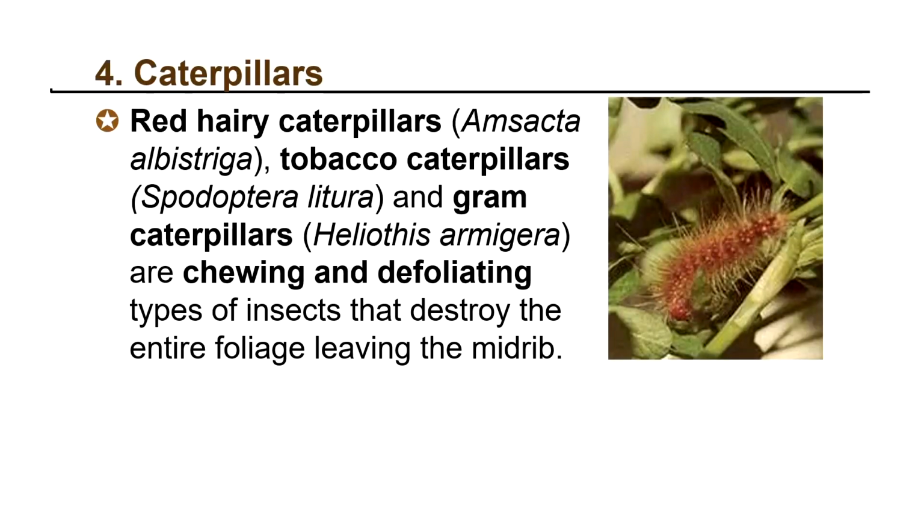Now the fourth one: insects that are actually caterpillars, and there are a number of caterpillars that affect this crop. There can be red hairy caterpillars, Amsacta albistriga, tobacco caterpillars, Spodoptera litura, a very damaging insect, and gram caterpillars, Helicoverpa armigera. These are chewing and defoliating types of insects that destroy the entire foliage, leaving the midrib. Most of these caterpillars eat the leaves of the groundnut plants.